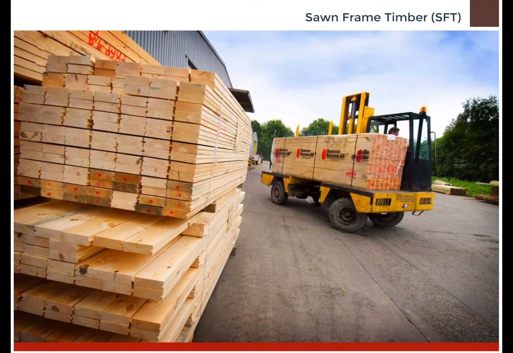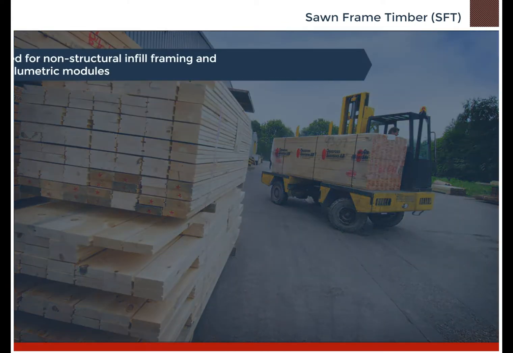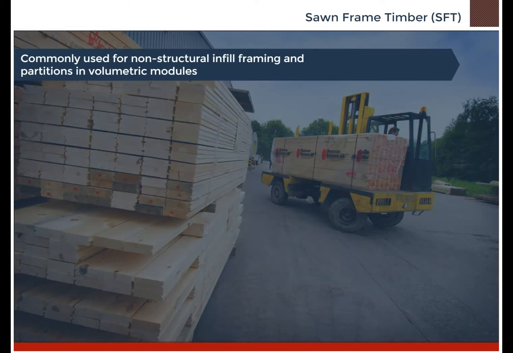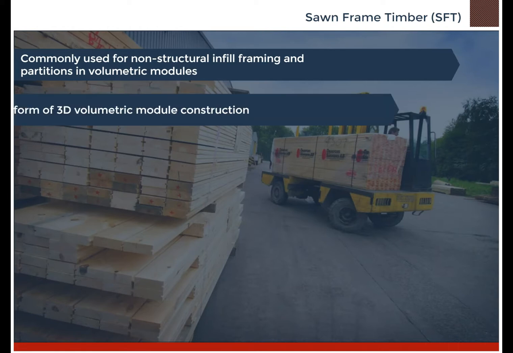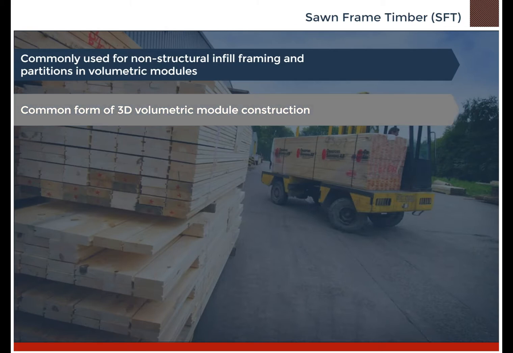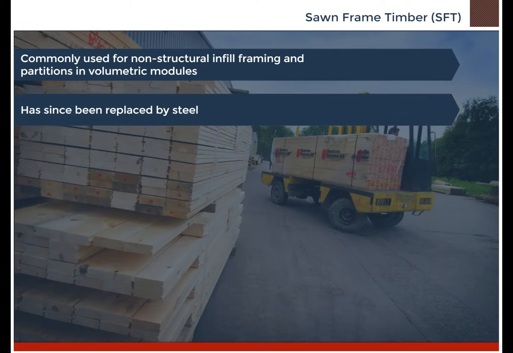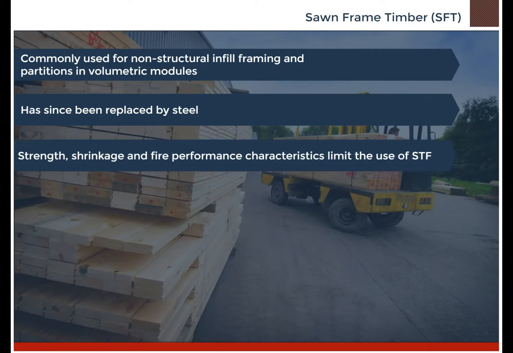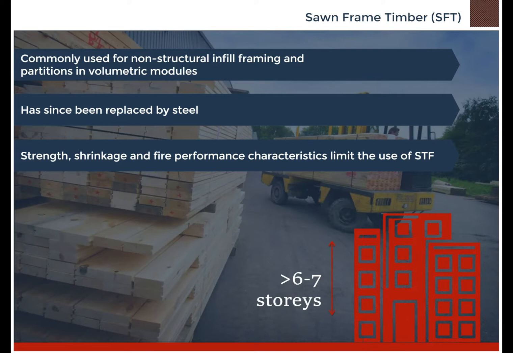Sawn timber is commonly used for non-structural infill framing and partitions in volumetric models. It was, for a time, the most common form of 3D volumetric module construction, but this is no longer the case with a shift to steel. Strength, shrinkage, and fire performance characteristics limit the use of STF in buildings of more than 6 or 7 stories and spans greater than 6 meters.